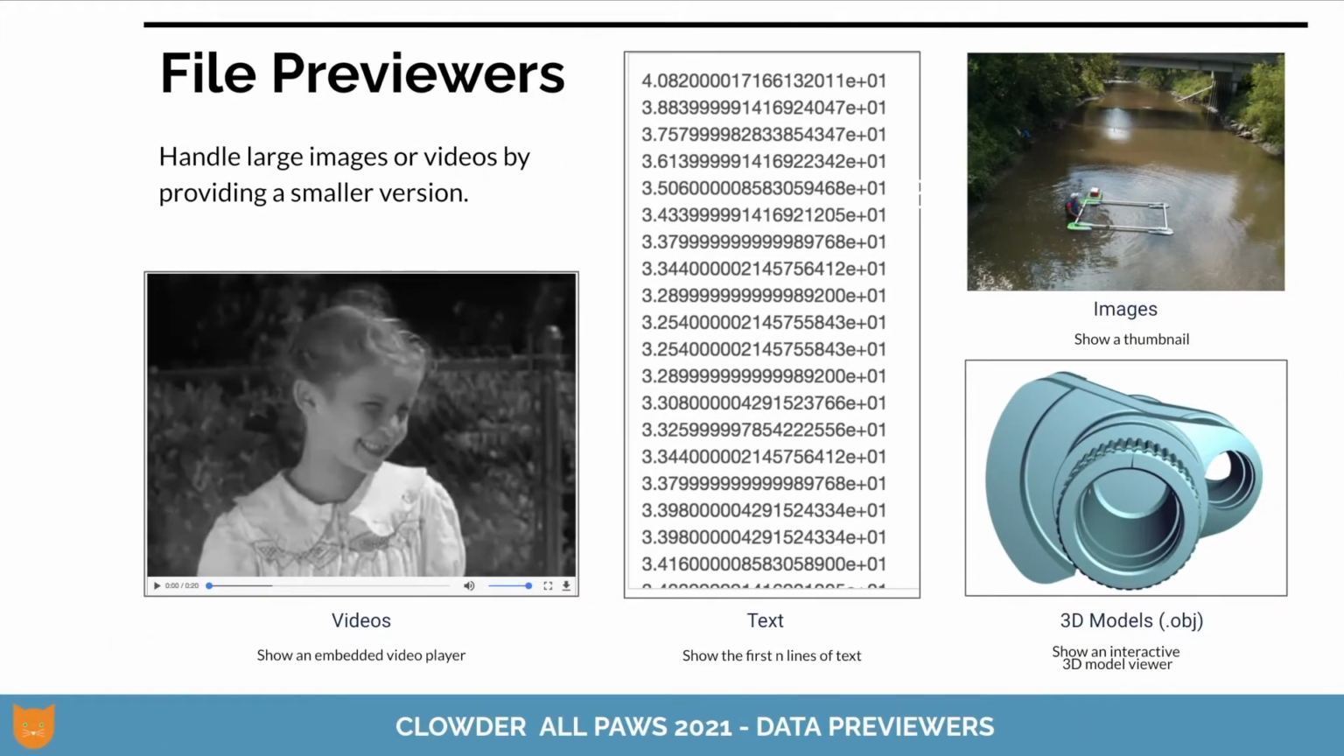Using previewers, we can render a preview of the file contents and allow the user to visualize the file without needing to download it directly. We can parse text, provide embedded video players, or simply shrink down an image to show a smaller resolution thumbnail of the picture. We can also provide a 3D model viewer for advanced formats like OBJ. This allows users to view, rotate, and interact with an OBJ model without needing to download it or install some complicated software to render it locally.